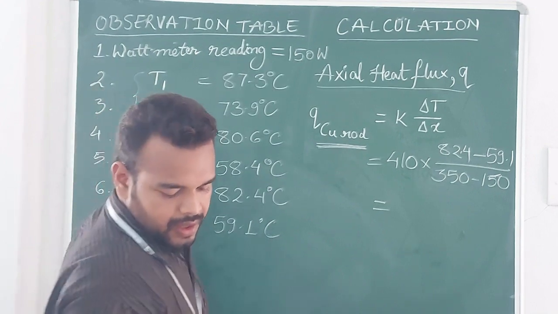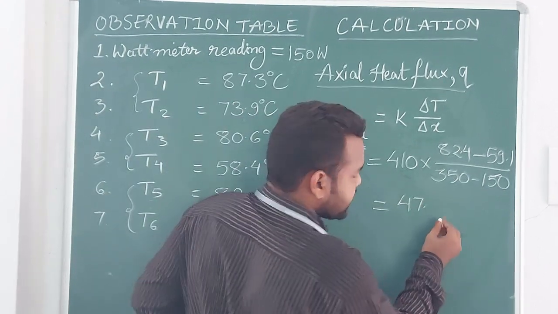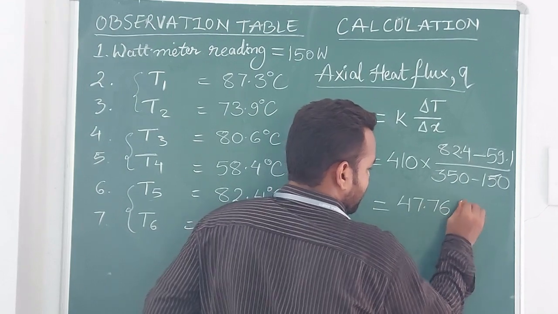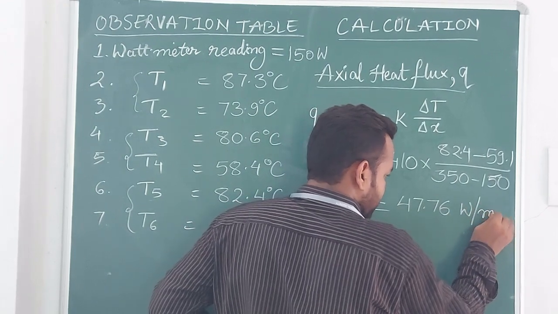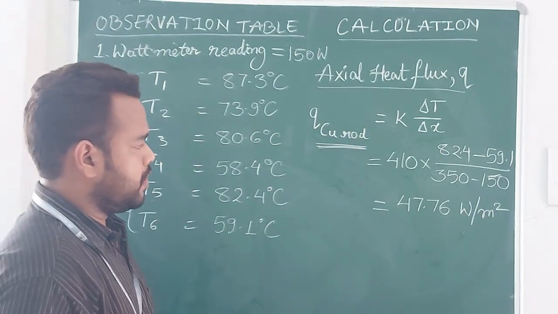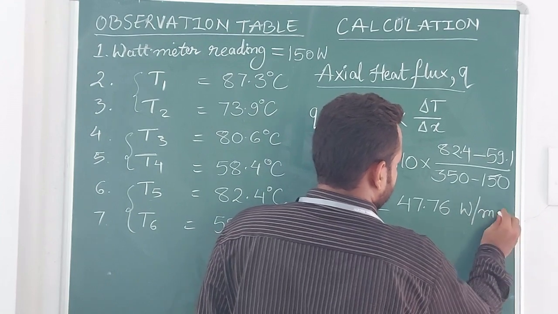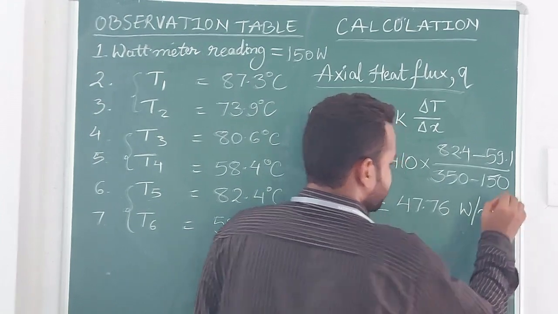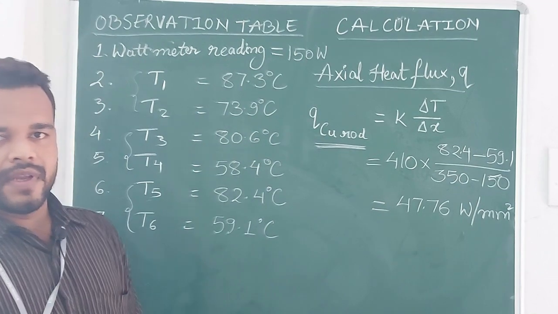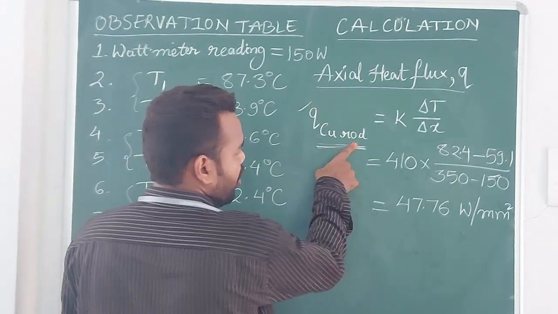The value will be 47.76 watt per meter square. Sorry, it is in mm, okay. So, this is the first reading for the copper rod.